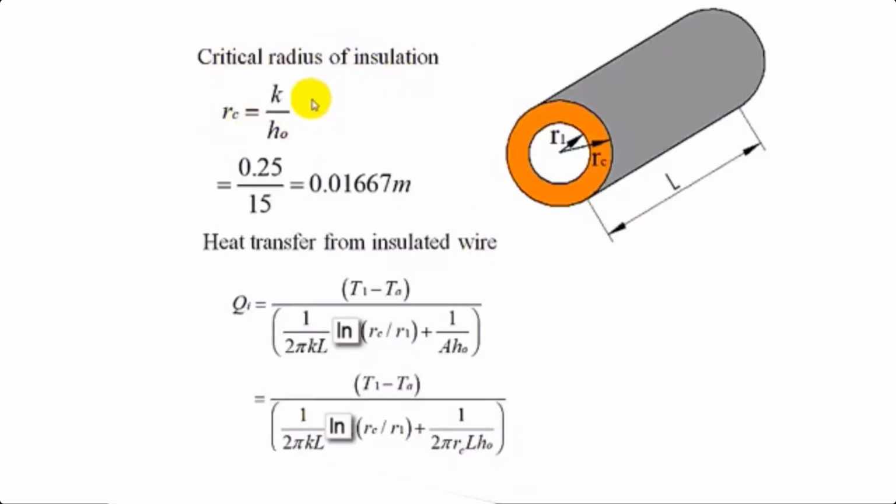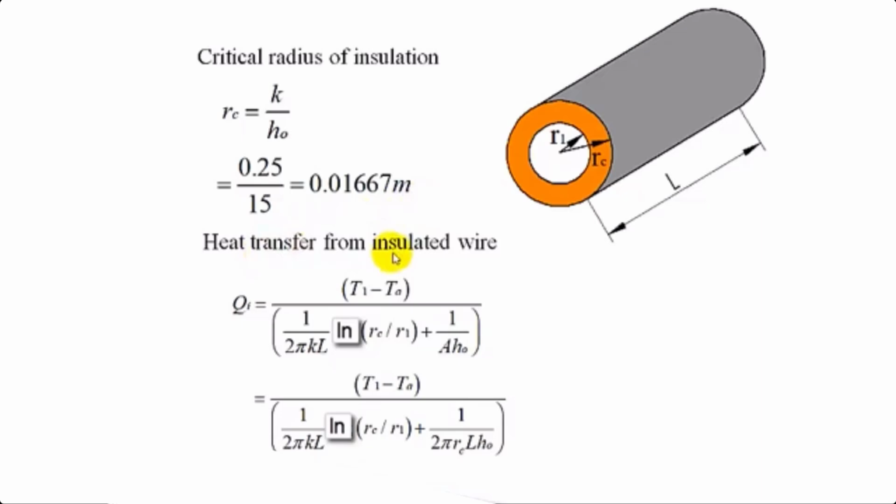So with that insulation material given, the critical radius is K by h naught. K is 0.25 watts per meter degree centigrade. h naught is 15 watts per meter square degree centigrade. So you are getting Rc as 0.01667 meter. That means 16.67 millimeter. So that is the outer radius of the insulation for maximum heat dissipation.